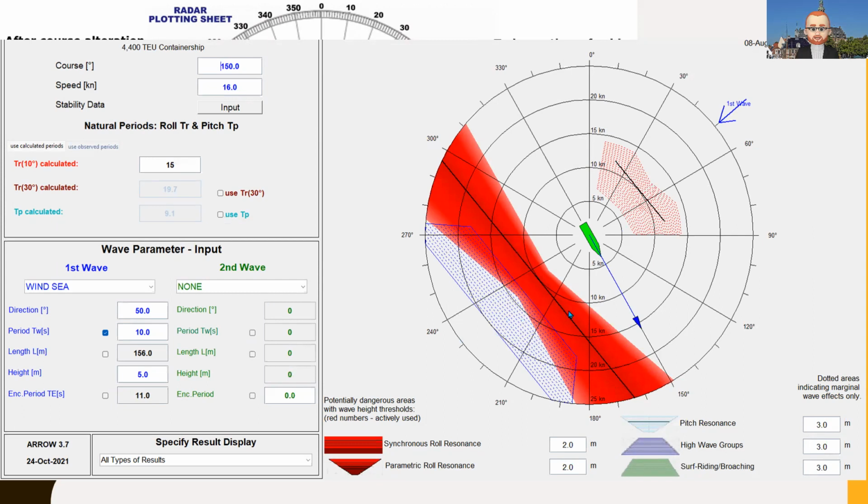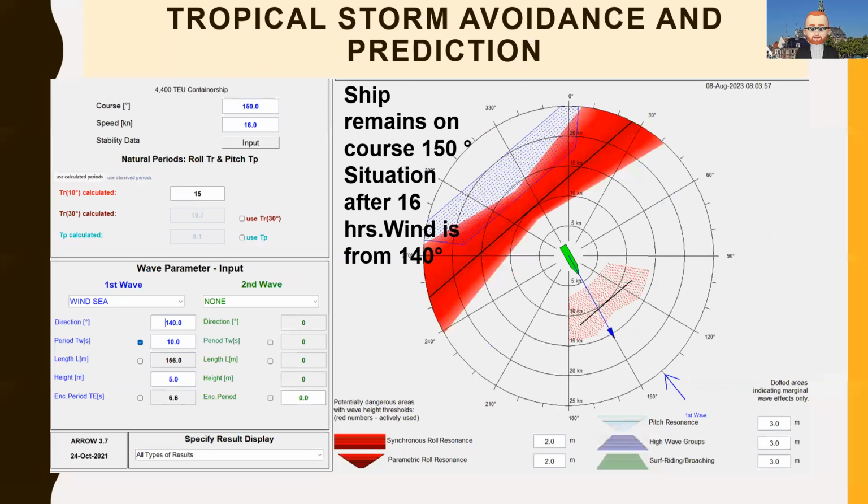So what will be the situation? That is the situation after about 10 to 12 hours. What will be the situation after 16 or 24 or 25 hours? After 16 hours, the wind is now from 140 degrees. I'm still on 150 degrees, and we can see that here, this is the margin of parametric rolling, but the ship will be out of the parametric rolling if it has 16 knots. So I'm no longer in synchronic rolling, and I will also not encounter parametric rolling, but I should actually observe it.